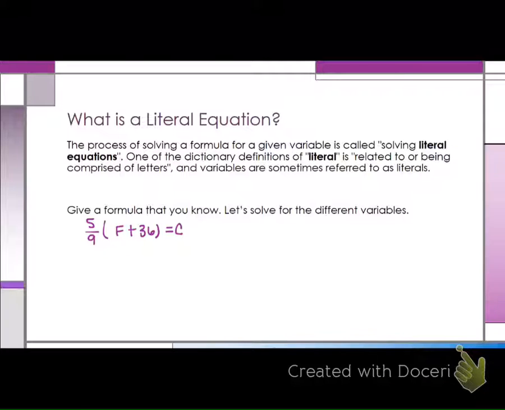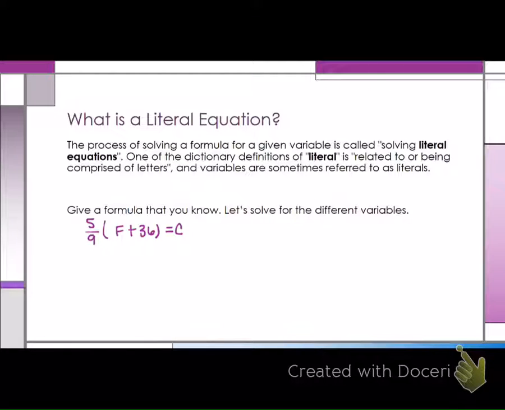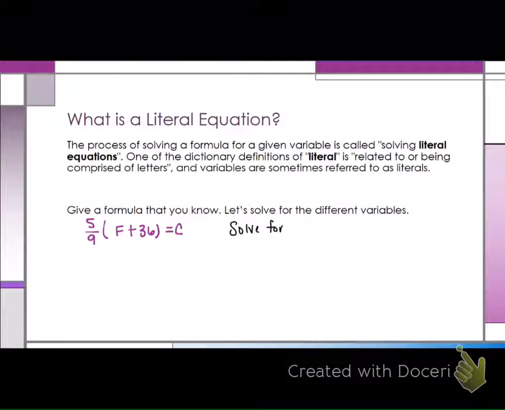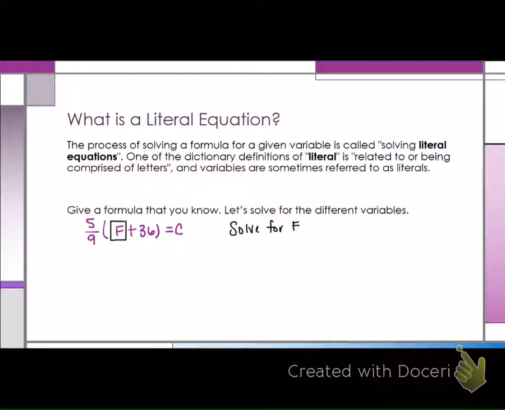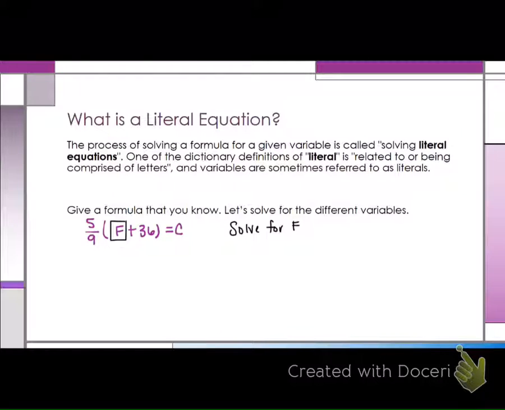So if this was a literal equation, notice that there's more than one type of variable in here. You're used to only having like an x, or only an n, or only a y. But now there's going to be multiple variables. So if this said solve for f, that means you need to get f isolated. What it means is you're getting f isolated. So what is the first thing you need to do? What is the first thing you need to do? That's from Celsius to Fahrenheit, though. What do we have to do first?